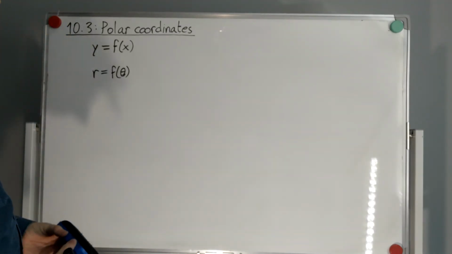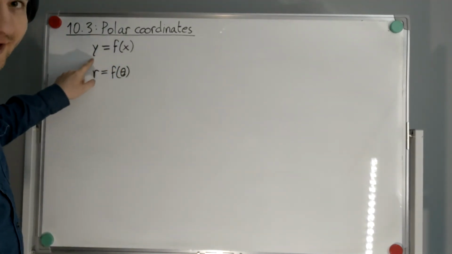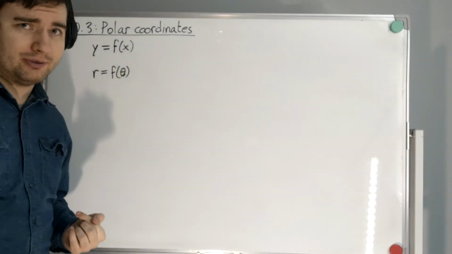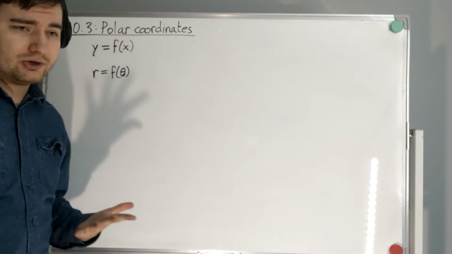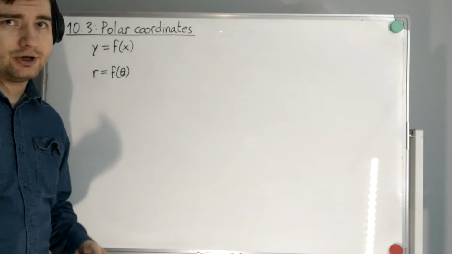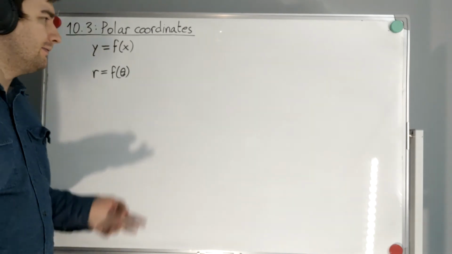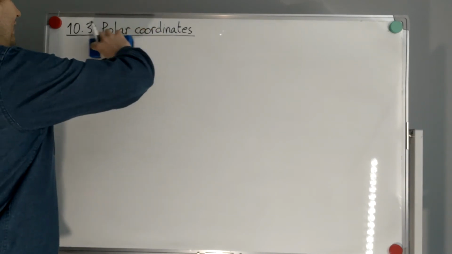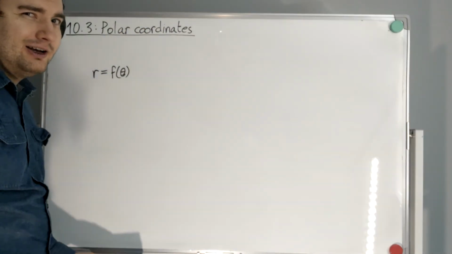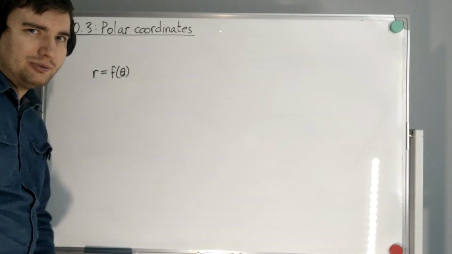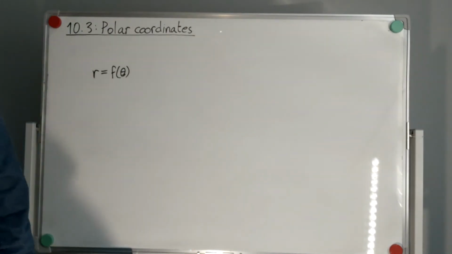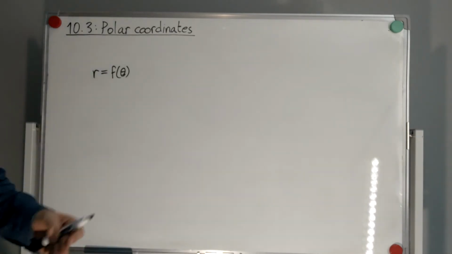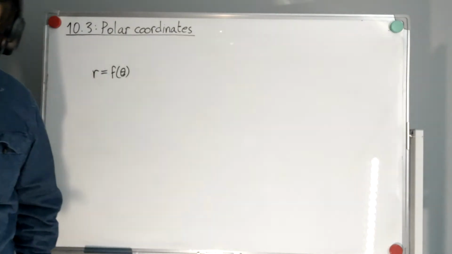First of all, this one has an easy geometric test to determine if it's valid or not, which is the vertical line test. If a curve does not pass the vertical line test, it cannot possibly be a function y of x. Whereas this thing right here, r equals f of theta, that one doesn't have to pass a vertical line test at all in order for it to be valid. Okay, so this one is a little bit weird, but you can still do calculus with it.